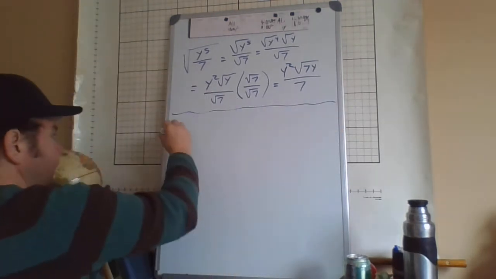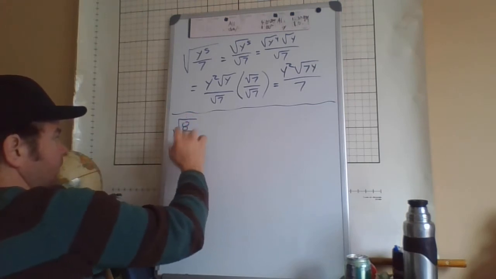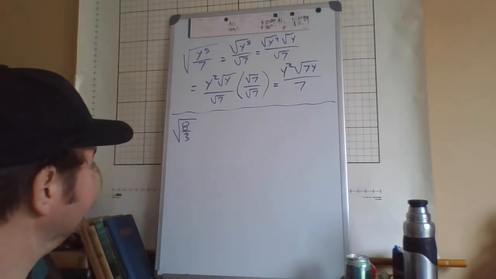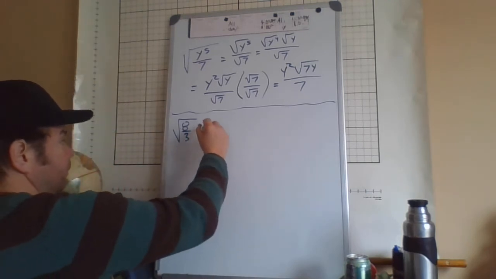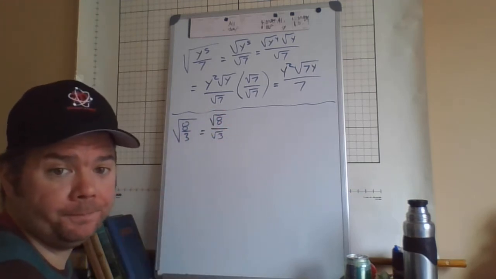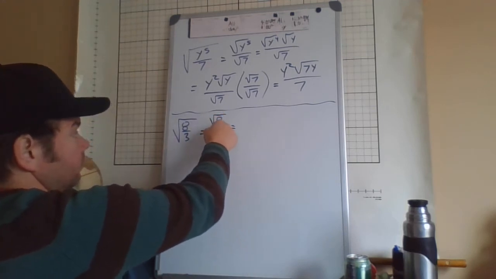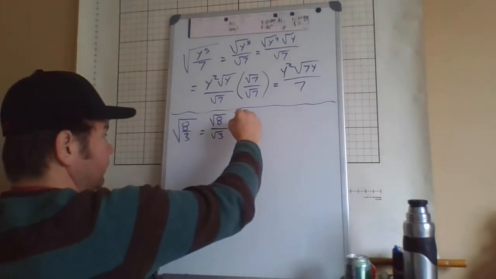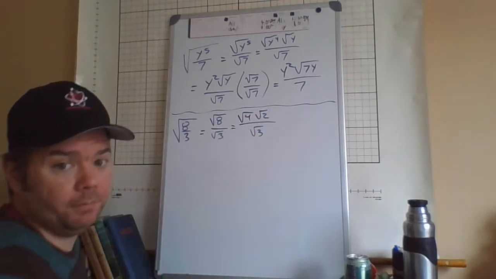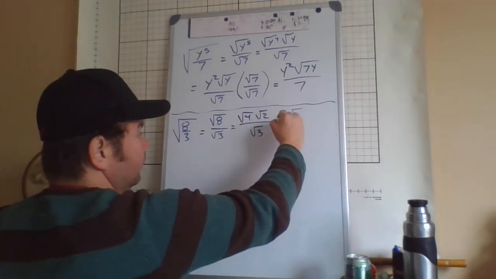Next one. Square root of 8 over 3. This one looks like something that I would have done in my geometry class back in the day. Break this up. Square root of 8 over square root of 3. There are some perfect square factors in 8. Square root of 4 times square root of 2 over square root of 3. Square root of 4 is 2.